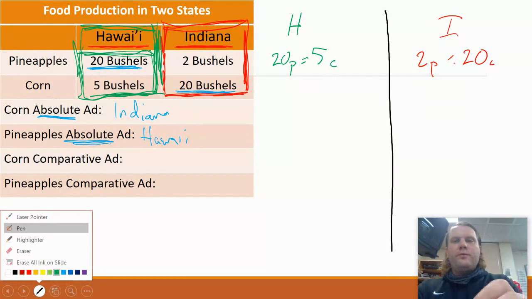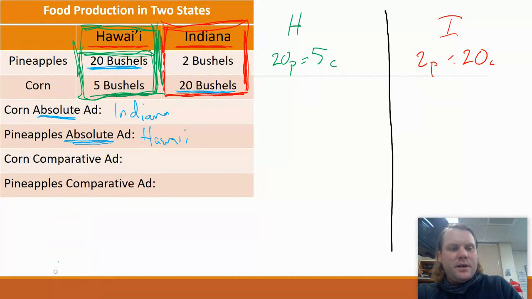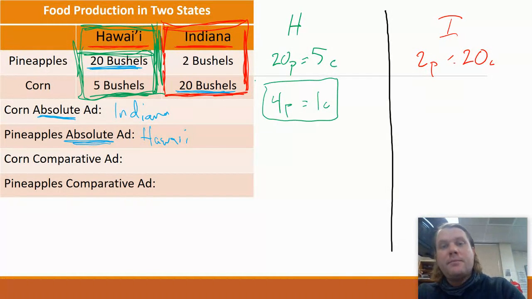You can solve for either one first. I'm going to solve for C first, just because it's the smaller one. So I'm going to divide by 5. I've got 1C equals 4 pineapples. And I'm going to box it. Anytime I get one of these variables by itself, I'm going to box it.